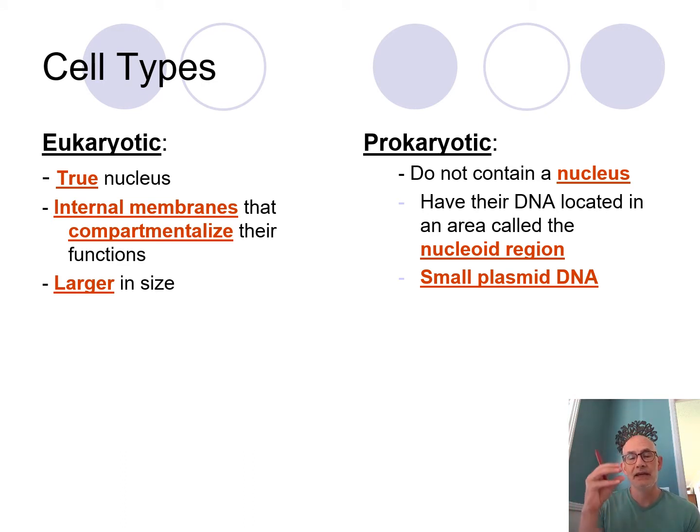Their DNA is just inside of the cell in what's known as a nucleoid region. Sometimes it's attached to the inside of the cell membrane. And they also have tiny little pieces of free-floating DNA called plasmids, and those carry extra information between the cells.